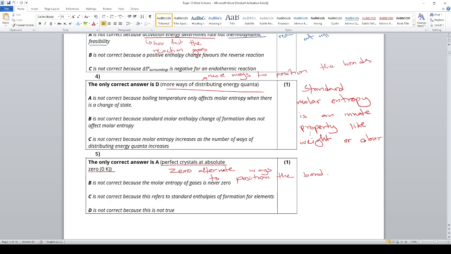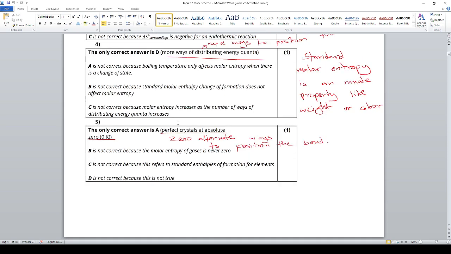Remember that standard molar entropy is an innate property. It isn't calculated the way total entropy is calculated. It is an innate property of that substance in the same way that the weight of that substance or the color of that substance is an innate property of that substance.